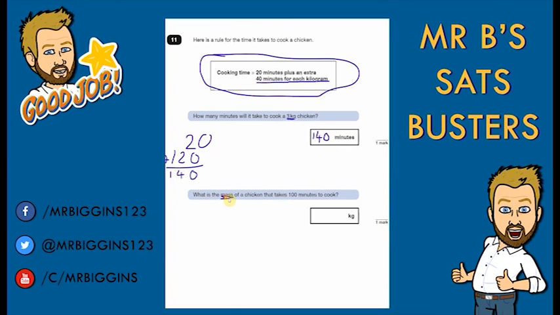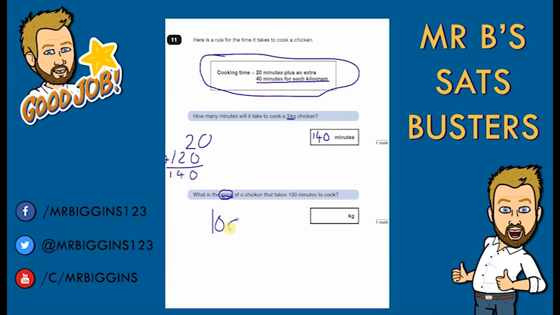Now it's saying what is the mass, which means weight, okay, of a chicken that takes 100 minutes to cook? Mass doesn't technically mean weight, okay, just thought I'd go back there before people start commenting on there, but it's what is commonly called weight, okay. So what is the mass of the chicken that takes 100 minutes to cook?